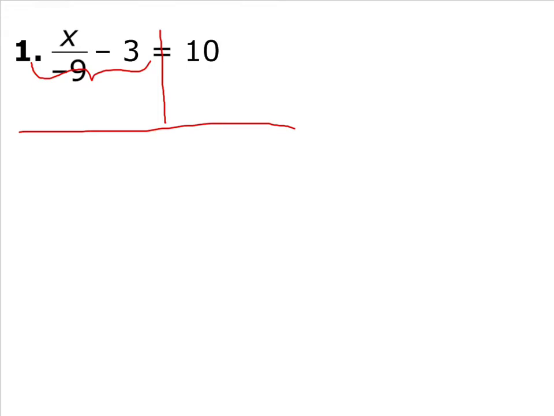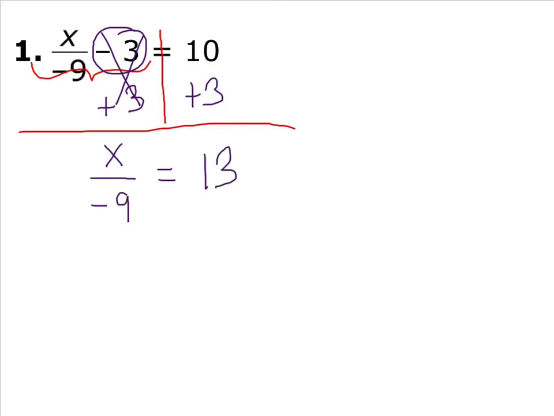Okay, and whenever I'm looking at these, what I need to do first is decide what number is the farthest away from the variable, which in this instance, the number that has the least to do with the variable is going to be the minus 3. So I need to get rid of that first. So I'm going to have to add 3 to both sides. So my 3's cancel each other out, which leaves me with x over negative 9 equals 10 plus 3 is 13. Okay, look at that. I'm already halfway done.